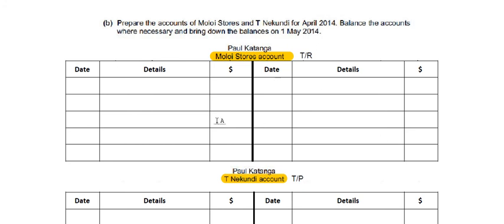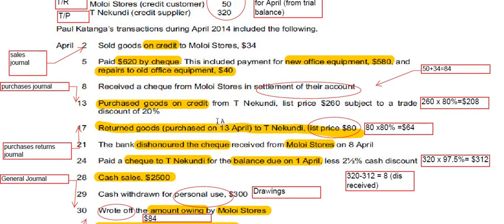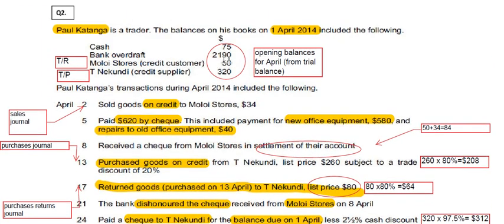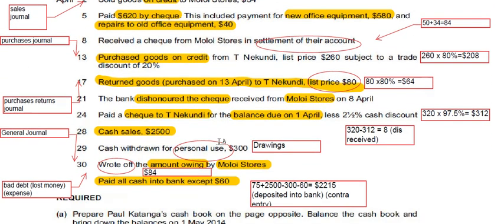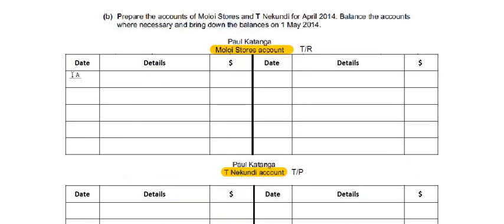We'll go up again to see the balances in the question. On April 1, Mului's balance is 50. So let's finish Mului's account first. $50 as balance brought down. So 2014, April 1, balance brought down $50. So this is the amount this guy was owing you when the month started.